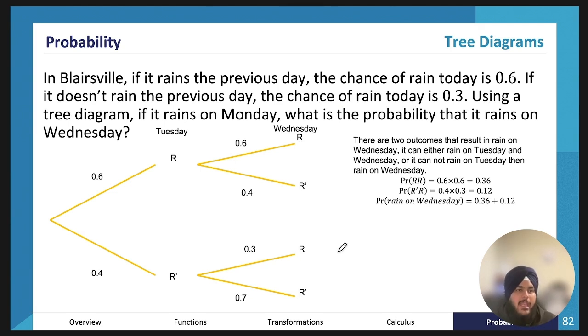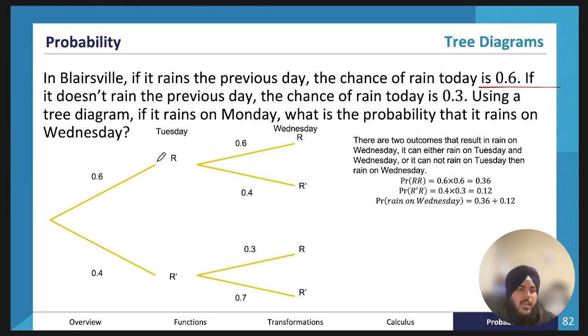So in Blair's will, if it rains the previous day, the chance of rain today is 0.6. If it doesn't rain the previous day, the chance of rain today is 0.3. Using a tree diagram, if it rains on Monday, what is the probability that it rains on Wednesday? So it has already rained on Monday. So for Tuesday, the probability that it rains is going to be 0.6, as given in the question stem. Therefore, the probability of no rain on Tuesday is going to be 0.4.